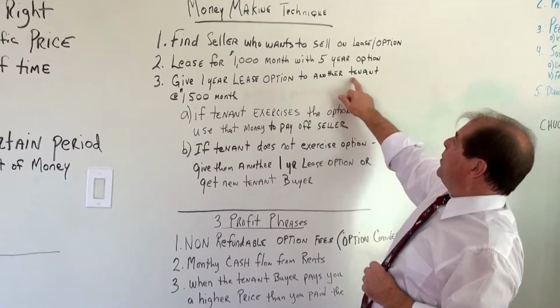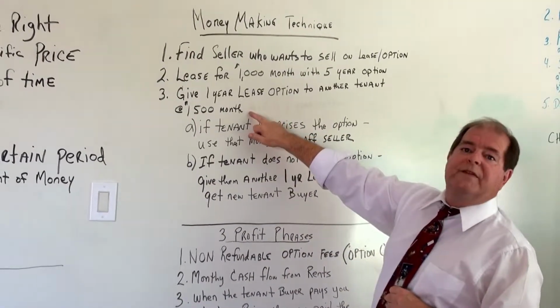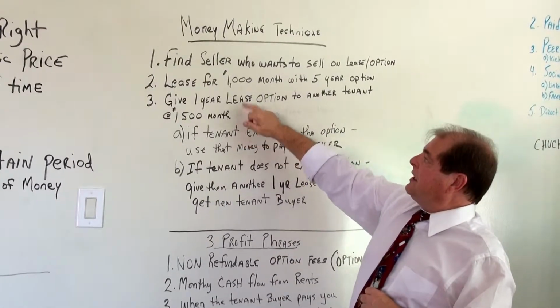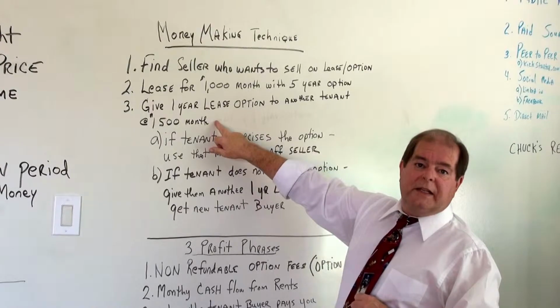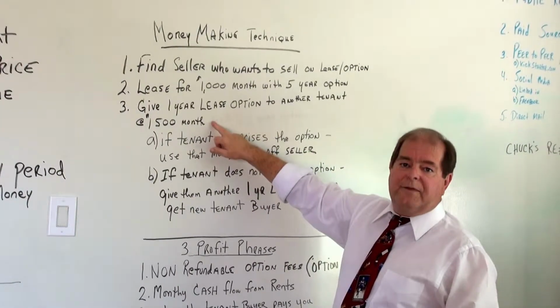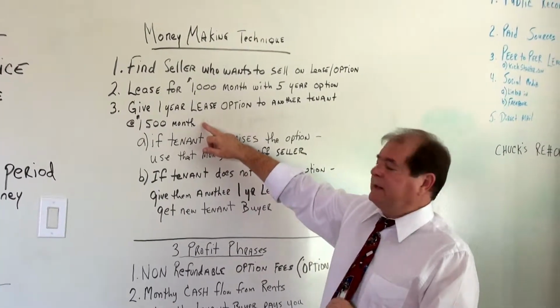Now, also with the tenant buyer, we're going to rent it to him for $1,500 a month. So you can see that we're leasing it ourselves for $1,000. We're subleasing it for $1,500 a month. We pick up $500 a month on the transaction.